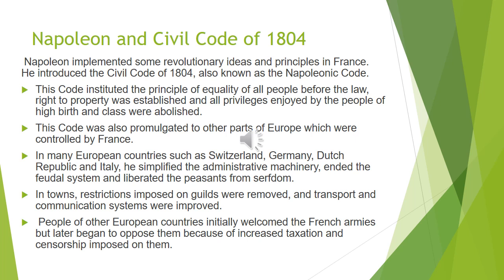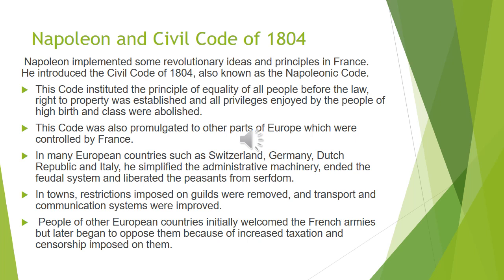In many European countries such as Switzerland, Germany, the Dutch Republic, and Italy, he simplified the administrative machinery. That means he made the administrative machinery more efficient by simplifying it. He also ended the feudal system. The hierarchical social structure, that is the feudal system, was done away with, was abolished. And he also liberated the peasants from serfdom. So many of the peasants were tied to the land of the feudal lord. They had to provide services and labor to the feudal lord without getting much rights in return. So these peasants were set free.